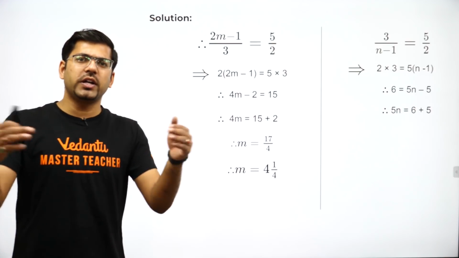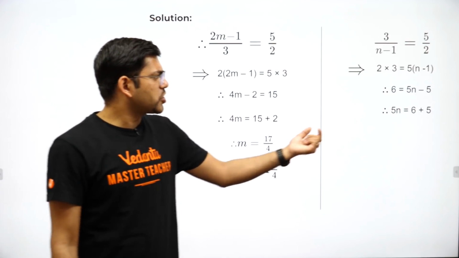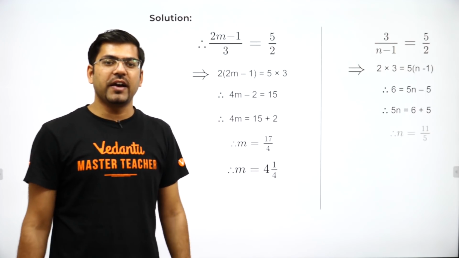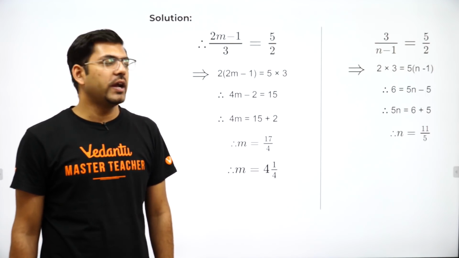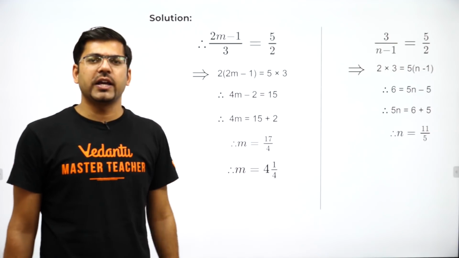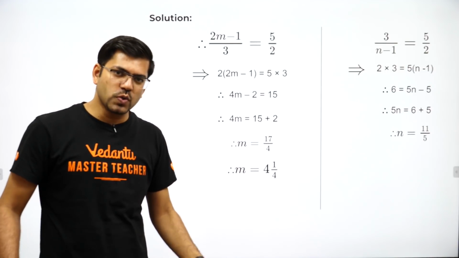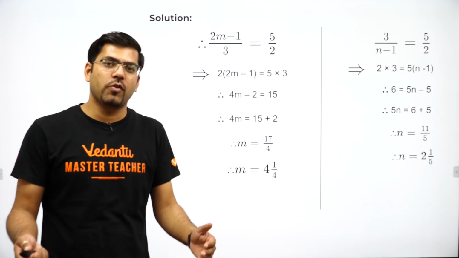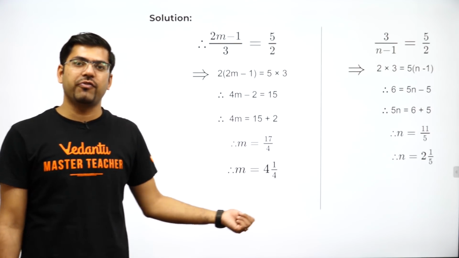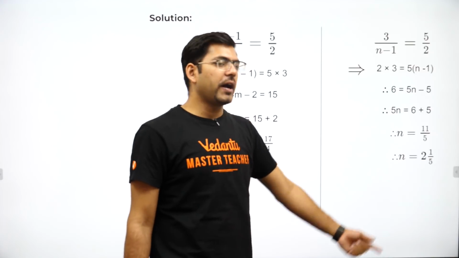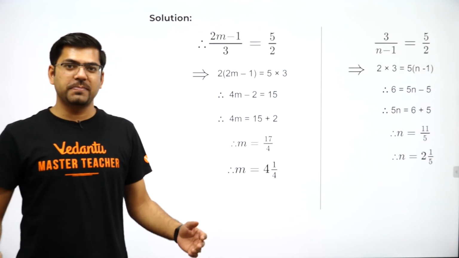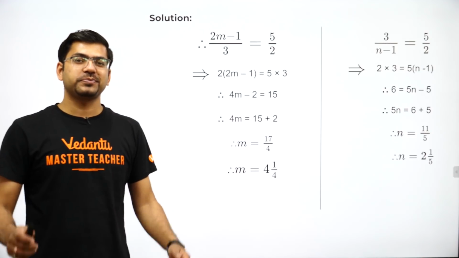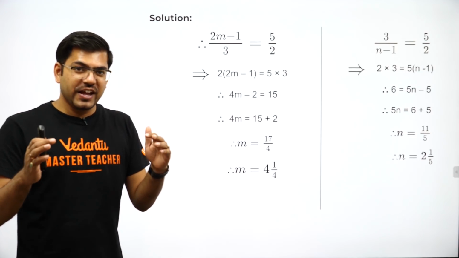I'm not getting into the detail of how I have solved them, I'm just showing you because you all must be knowing how to solve them. So getting the value of n that is equal to 11 upon 5, I guess you all must be knowing that it is 2 1 by 5. So writing the value 2 1 by 5, and the final value we have got is m equal to 4 1 by 4 and 2 1 by 5. So by this method we can get the final value. Now moving on to our next question.